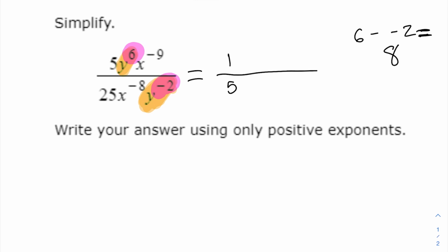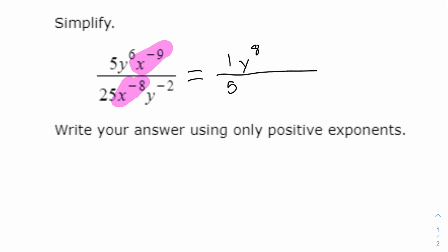So my y value, and again, when you subtract them, they always go on top, whether they're positive or negative. Immediately after you subtract, it has to go on top. We have 6 and a negative 2 making a positive 8 when we subtract them. Then we've got to move on to our x values. So my x value here and my x value here, common bases, we're dividing them. We're going to have to subtract exponents. Let's do that. Negative 9 minus negative 8.